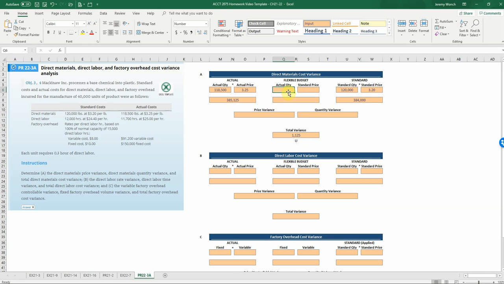Now, the actual is higher, so that's going to be an unfavorable variance. Now we can plug in the info for our flexible budget. The flexible budget takes the actual quantity from over here, and it takes the standard price from over here. That gives us our flex budget number.